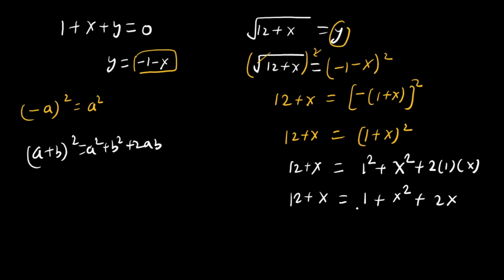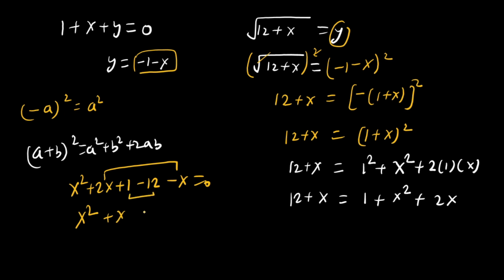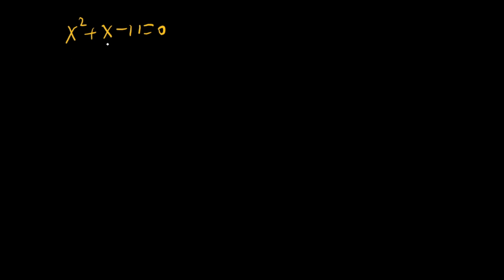Now if we take all the expression on the same side, then x square plus 2x plus 1 minus 12 minus x is equal to 0. Here x square, 2x minus x is plus x, plus 1 minus 12, that is minus 11, is equal to 0. x square plus x minus 11 is equal to 0. This is a quadratic equation in terms of x. Here by using the quadratic formula we will find out the value of x.